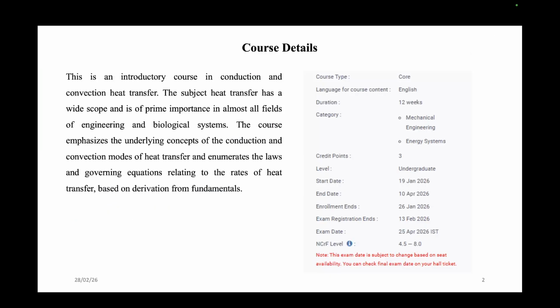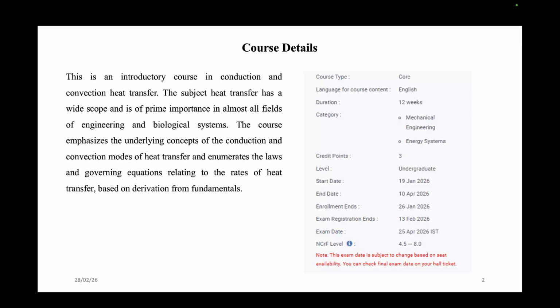Before starting today's session, first I introduce this course: why it is necessary and why you should study it. Because in this course of conduction and convection heat transfer, you will find daily life problems. If you talk about any engineering problem or any biological problem, each and everything you see in your daily life, you can relate it with these types of conduction and convection problems.